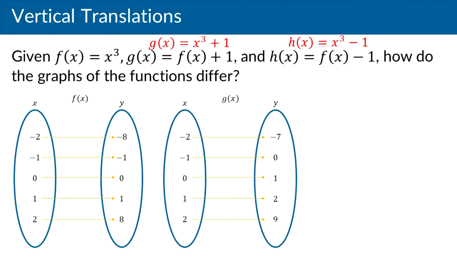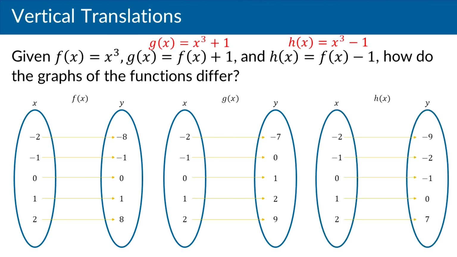So when I calculate the values here with g of x, I get that -2 maps to -7. With -1, I get 0. With 0, I get 1. With 1, I get 2. And with 2, I end up with 9. If I do similar calculations for h of x, -2 maps to -9. -1 maps to -2. 0 is going to map to -1. 1 is going to map to 0. And when I look at what 2 maps to, I'm going to get 7.